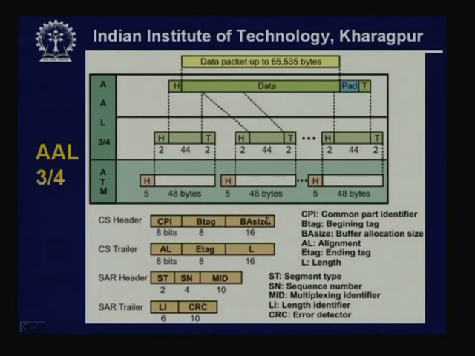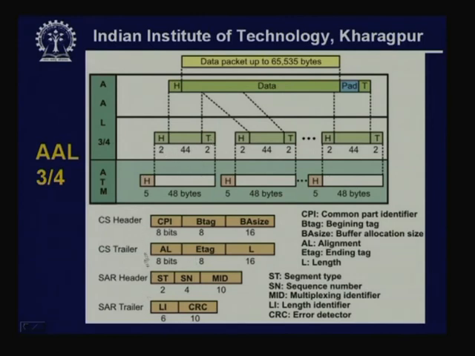And here are AAL 3 and 4, which are used for conventional applications and can support both connection-oriented and datagram-type applications. Here you see data packets of up to 64 kilobytes can be supported, and as you can see, data is divided into packets by the AAL layer. So, each has a header and trailer.